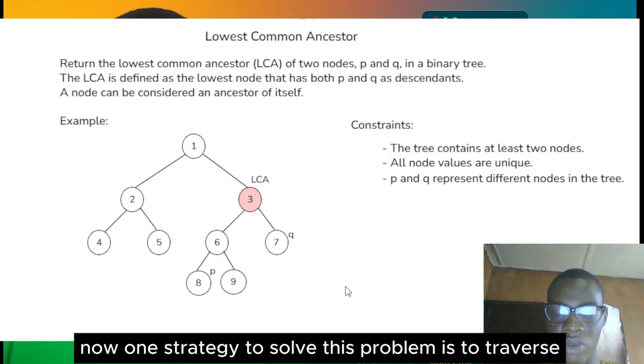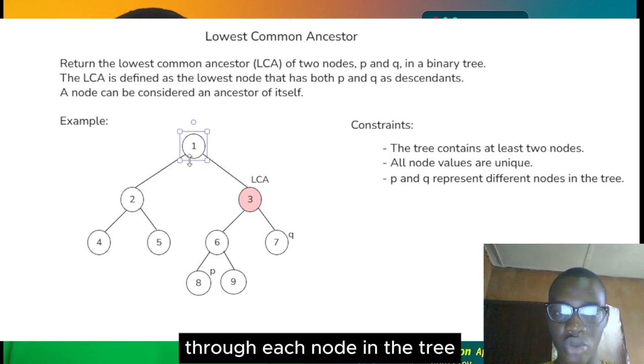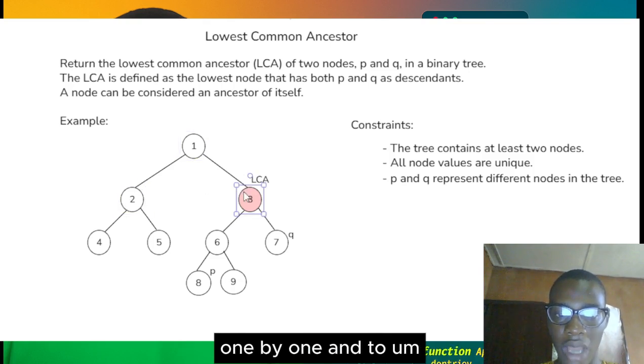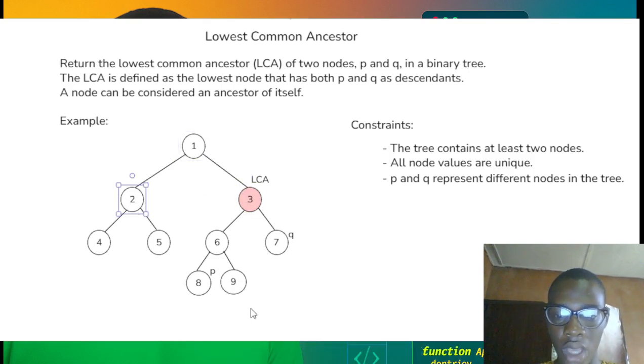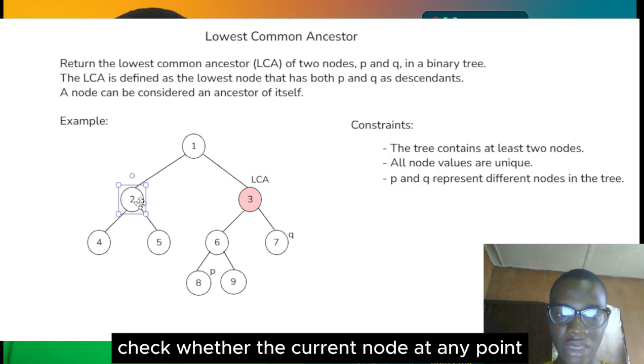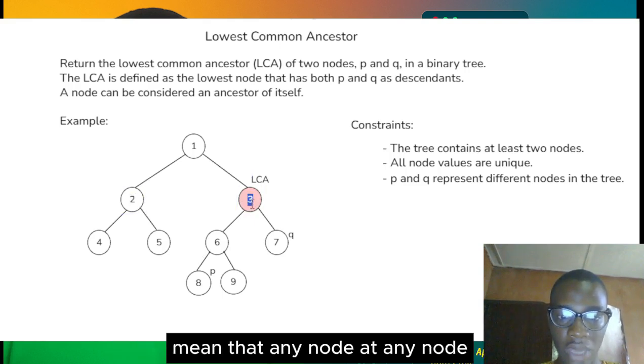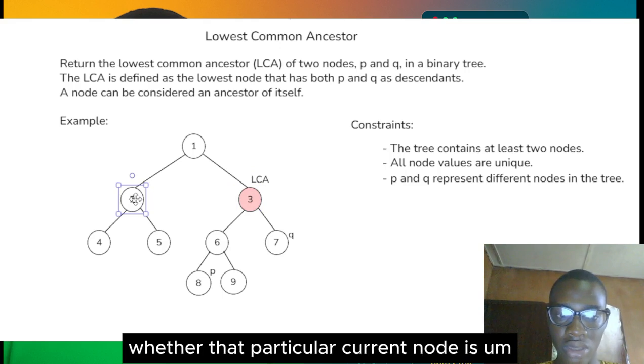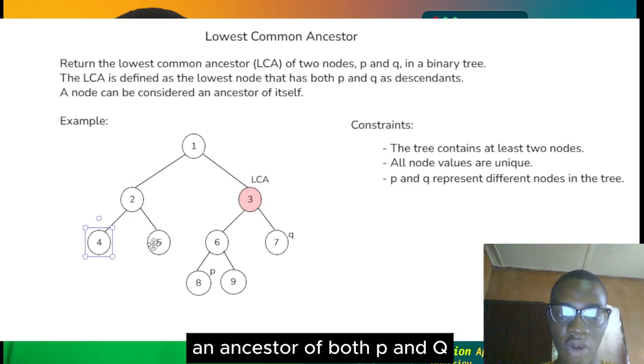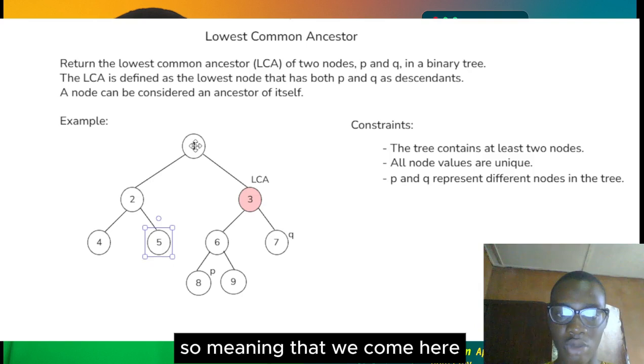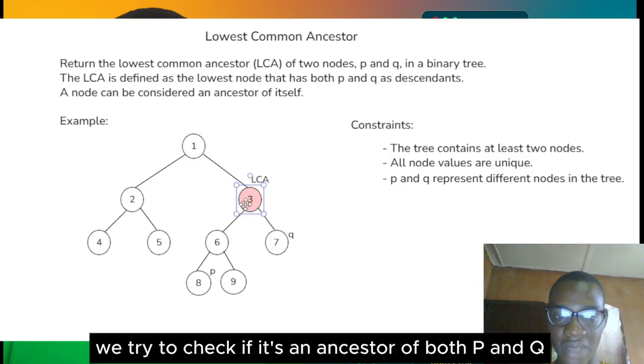Now, one strategy to solve this problem is to traverse through each node in the tree one by one and check whether the current node, at any node, is an ancestor of both P and Q. So we come here, we try to check if it's an ancestor of both P and Q. We come here, we try to check if it's an ancestor of both P and Q. We come here to this node also, we try to check if it's an ancestor of both P and Q.